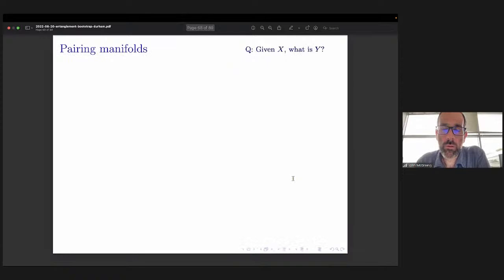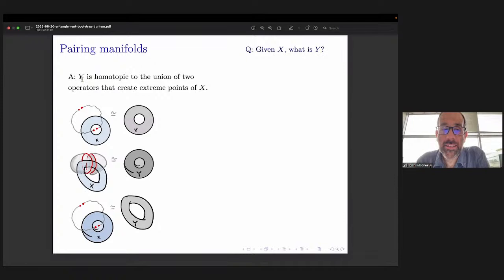Okay, so a question that you can ask is, given the region X, so okay, I should have said, what am I going to do with the pairing manifold? The pairing manifold is going to encode the S matrix between the excitations in X, the excitations detected by X, and the excitations detected by Y. So a natural question is, given X, what is the Y in which it participates in a pairing manifold? And the idea is that Y is determined by the operators that create the excitations detected by X.